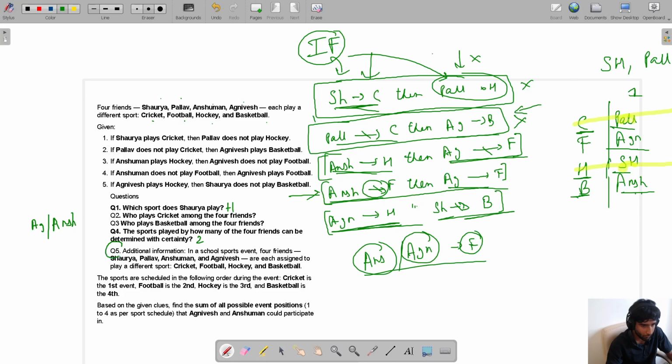Now for question number 5, we have some additional information. In a school sports event, 4 friends, Shaurya, Pallav, Anshuman and Agnivesh, are each assigned to play a different sport: cricket, football, hockey and basketball. The sports are scheduled in the following order: cricket is the first event, football is the second event, hockey is the third event and basketball is the fourth event. Based on the given clues, find the sum of all possible event positions, 1 to 4, as per the sport schedule, that Agnivesh and Anshuman could participate in.